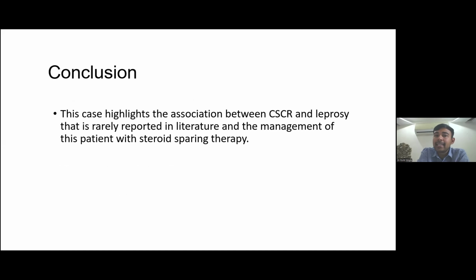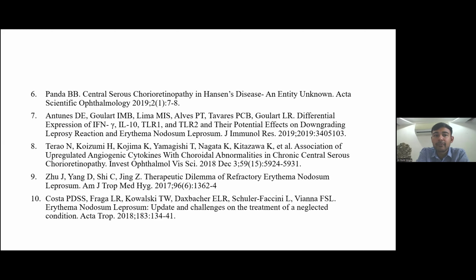Conclusion: this case highlights the association between CSCR and leprosy, and that's why it mandates ocular examination in leprosy patients, especially when the patient is giving a history of any symptoms or signs. And management of such patients should be in such a way that we avoid the use of steroids. Thank you. These are my references.